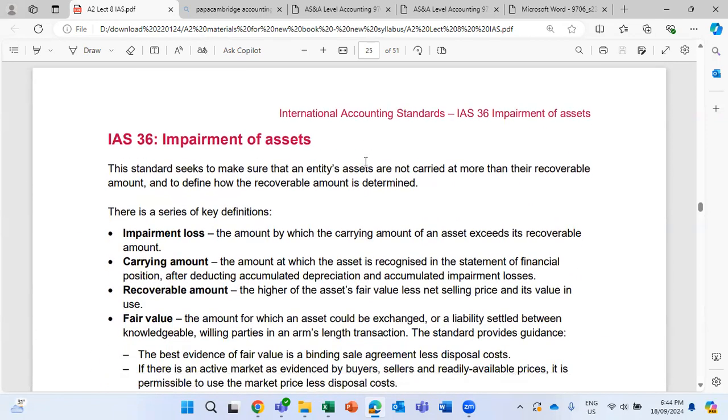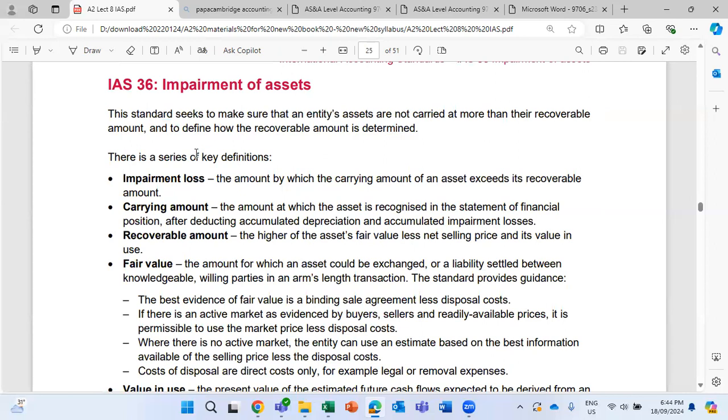Okay, moving on to IAS 36. IAS 36 deals with impairment of assets. Impairment refers to the reduced capacity of an asset to provide us with future economic benefit. Before we delve in further, we need to understand these few terms.